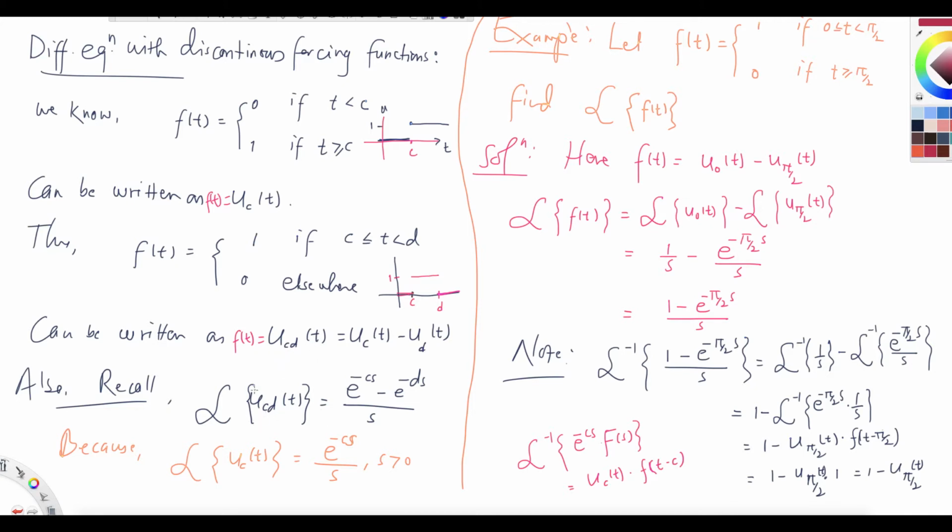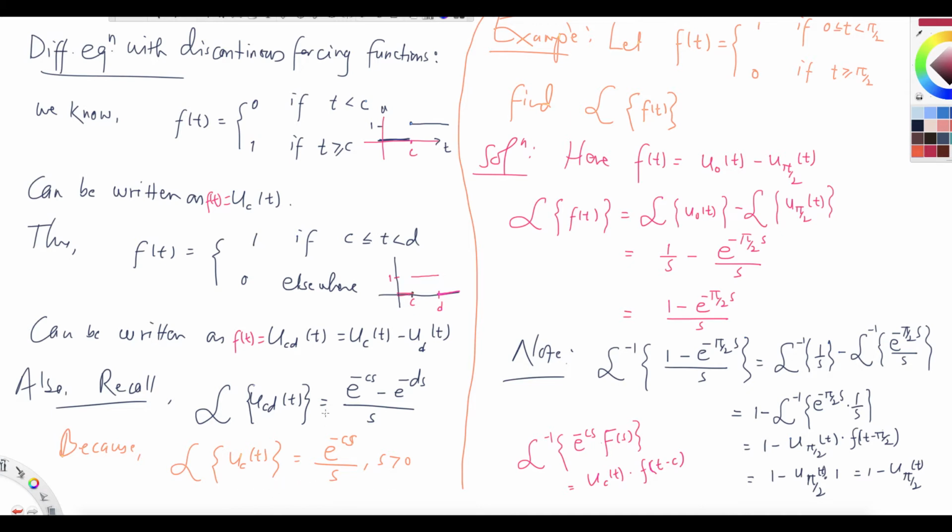The Laplace transform of u_cd(t) will be e to the negative cs minus e to the negative ds over s. Why? Because the Laplace transform of the indicator function u_c(t) is e to the negative cs over s. It is very easy to see, because you can just apply the formula of the Laplace transform to this 0 and 1. One term will be 0, and then you just find the integral of the other. So you just find the integral of e to the negative cs, and that will be e to the negative cs over s for s greater than 0.